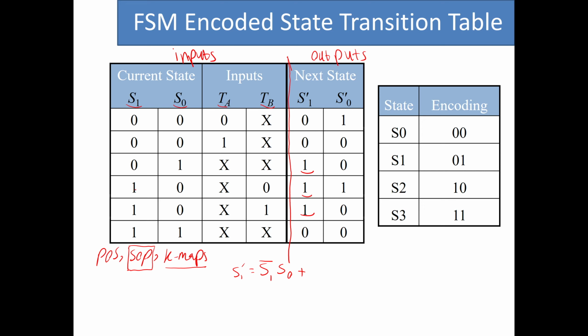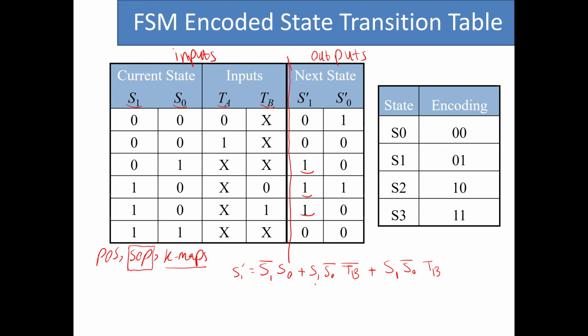The second term is S1 S0 bar. TA is don't care, so we don't include it. TB is 0, so we have TB bar. That is the second term. And then finally, we have this row in which S1 is 1. So we have S1 itself. Then we have S0 being 0, so it is S0 bar. TA is don't care, and TB is 1, so we have TB. So this is the Boolean equation that we have for S1 prime.